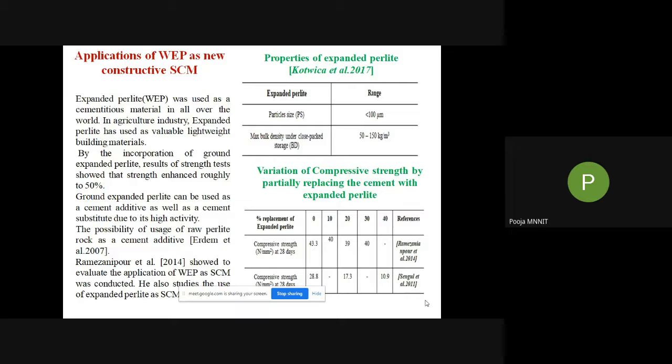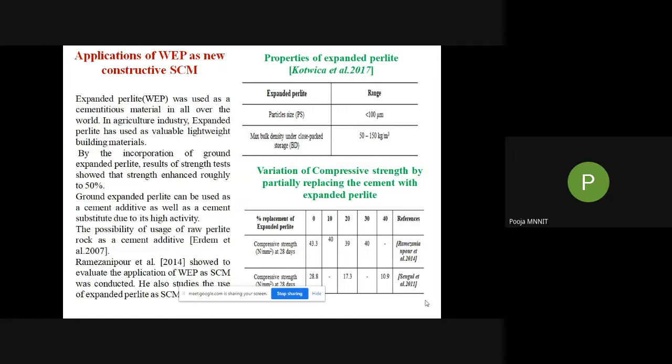Now, the application of the waste expanded perlite as a new constructive supplementary cementing material. Due to its high activity, ground waste expanded perlite can be used as both a cement substitute as well as a cement additive, depending on the desired property of the final material. Investigations show that the waste expanded perlite is a material of pozzolanic activity.